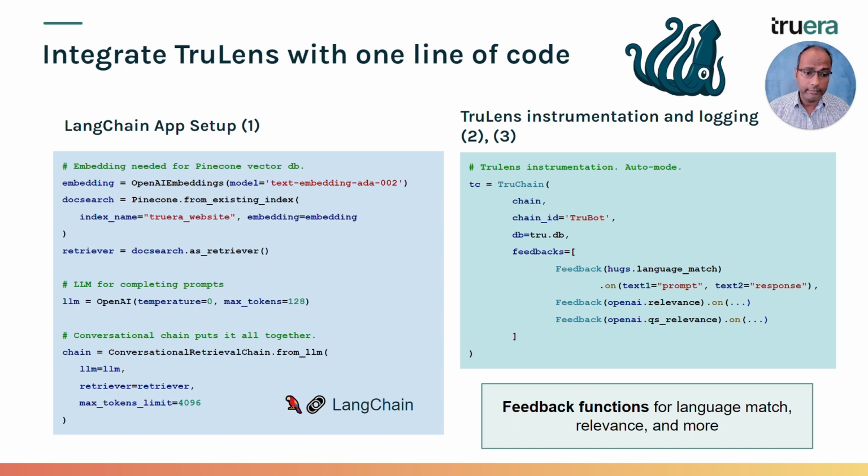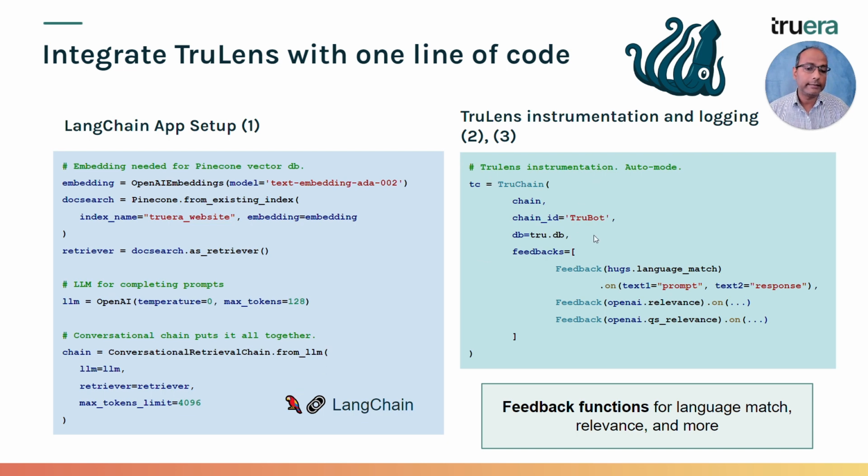Just to give you a feel for TruLens in action, here on the left of the screen is the core of a LangChain app setup for a question answering application, and you can see that the details here are not so important, but you can see that Pinecone is used as a vector database. This is using some version of OpenAI models as the LLM of choice. And then they are all stitched together in this chain at the bottom that composes the LLM with the vector database to build a question answering system.